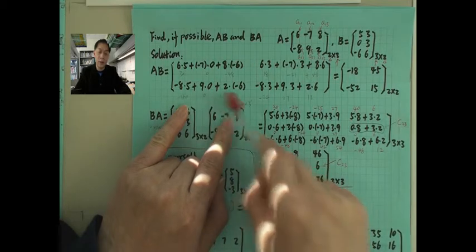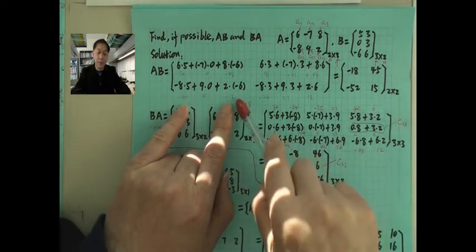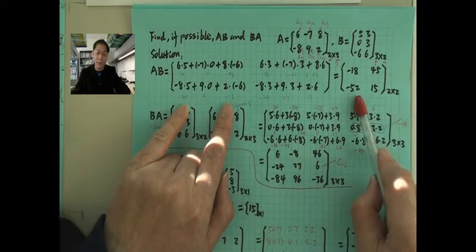Now, negative 8, positive 5 is negative 40. Here is 0. Here is negative 12. So negative 40, negative 12, together negative 52.